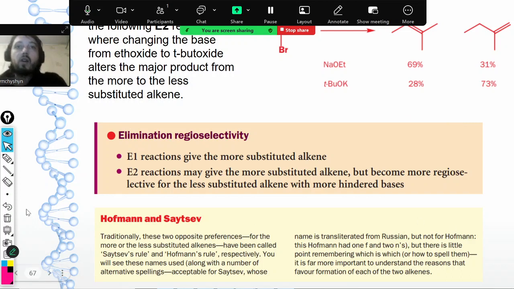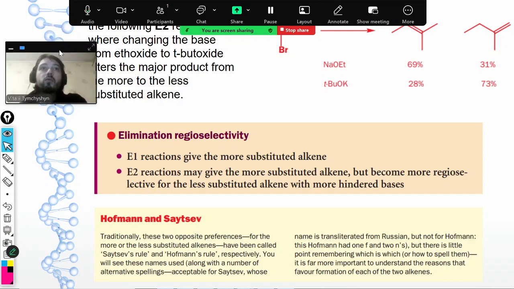Some rules, like Hoffman and Zaitsev. Traditionally, these are two opposite preferences for the more or the less substituted alkenes, and have been called Zaitsev's rule and Hoffman's rule respectively. You will see these names used along with a number of alternative spellings, acceptable for Zaitsev, whose name is transliterated from Russian, but not for Hoffman. But there is little point remembering which one is which. It's far more important to understand the reason why one thing is formed or another.